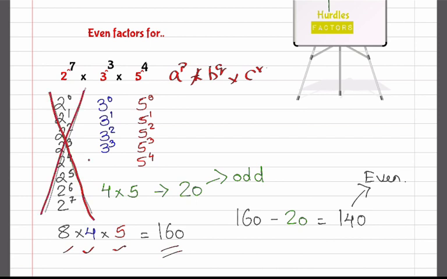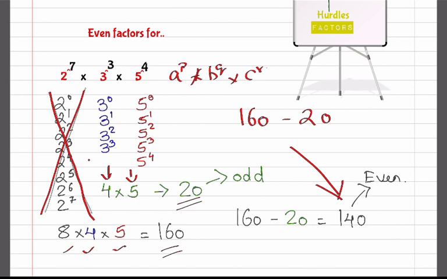I don't want any factor of 2. So how many factors are left? 4 from here, 5 from here. Total number of odd factors are 20. Total factors are 160. Out of them odd are 20. So even is what? 140. That's it. That gives me the answer to the question.